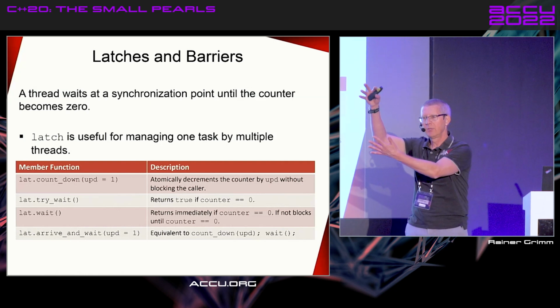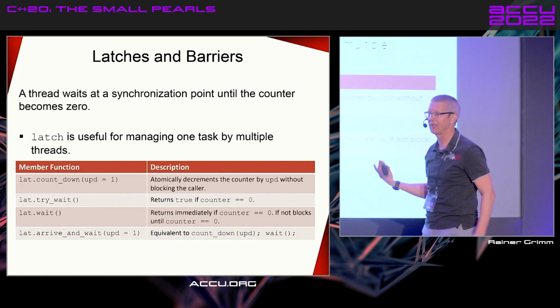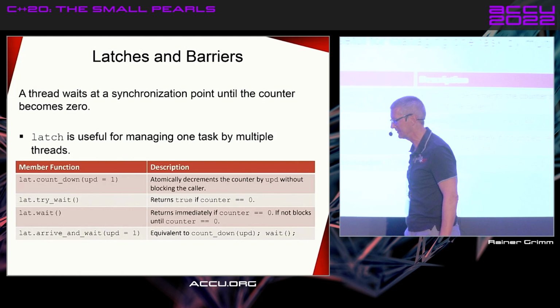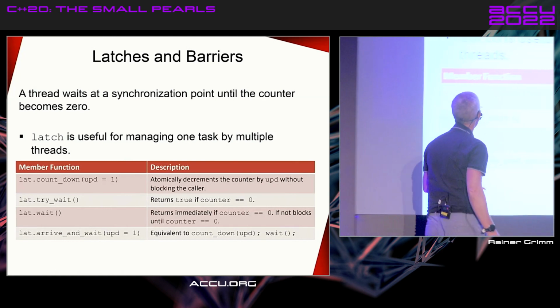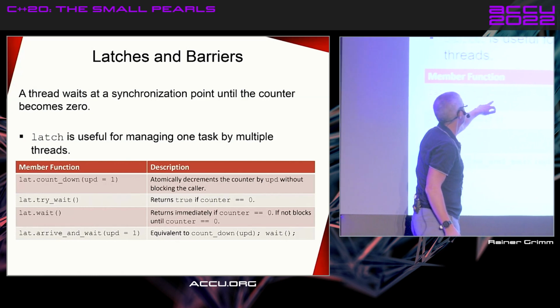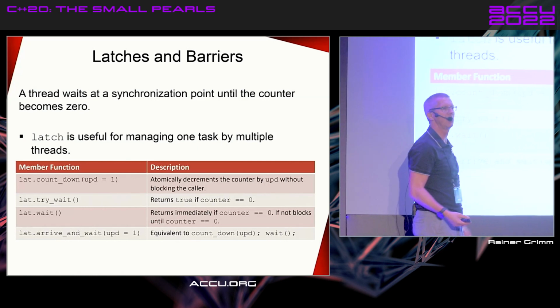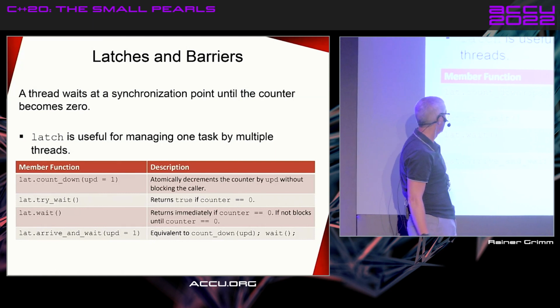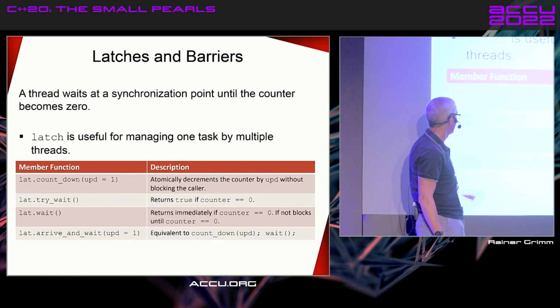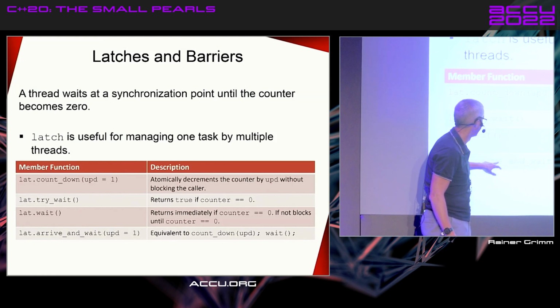Once more, you initialize with a value. I show you an example in a few seconds. You initialize with a value bigger than 0. Each thread which invokes count_down here decreases this counter by 1. By default, you can also use a different value. And here you only wait, and here you do both of it. You decrease and you wait.